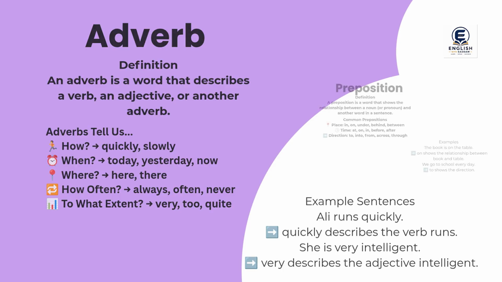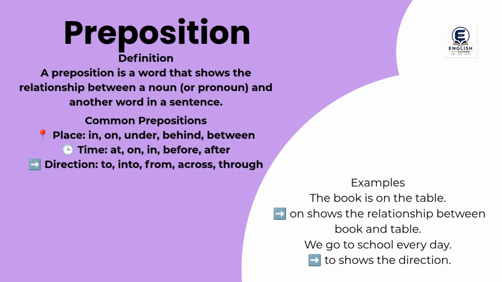The sixth part of speech is the preposition. A preposition shows the relationship between a noun or pronoun and another word in a sentence. It can tell us about the place, time, or direction. For example, in the sentence, the book is on the table. The word on shows the position of the book in relation to the table.